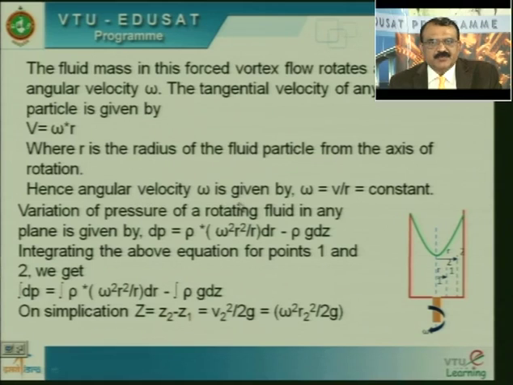Hence, angular velocity omega is given by, just rearrange this equation. I am looking for the value of omega. Omega is equal to tangential velocity divided by R. That is equal to constant.